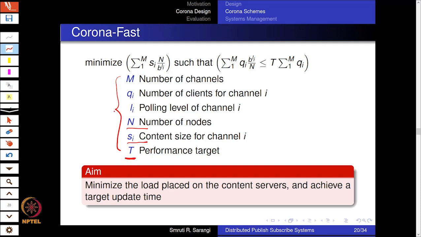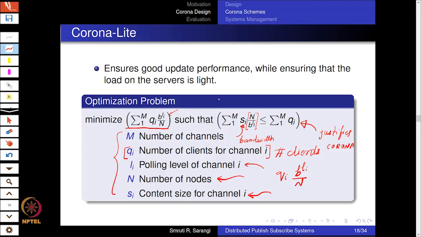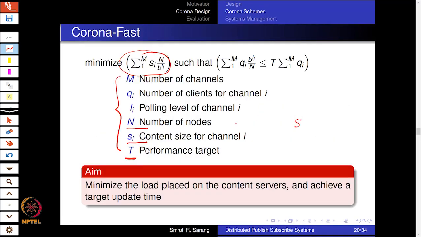It's a performance target. So what am I trying to do over here? I'm trying to minimize this quantity. What is this quantity? Si is the content size, as I said, normalized, multiplied by the size of the wedge, so this quantity is exactly the same as the earlier one. So in this case, what I'm trying to do is minimize the bandwidth, the load placed on the content servers.